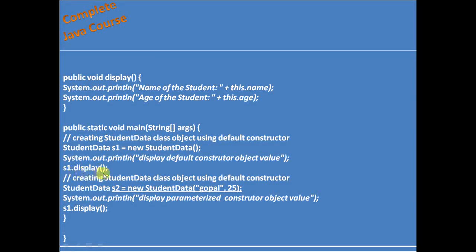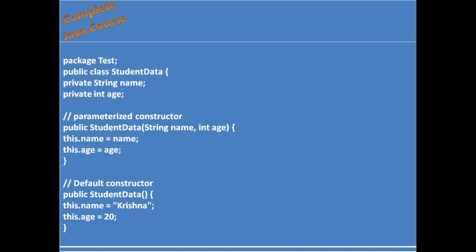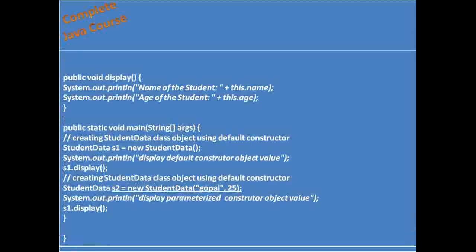So here we are calling the display method. It will print the default constructor values of name and age. At this time it will print Krishna and 20. But if you create the object with the help of the parameterized constructor, in which you are passing Gopal and 25, and now you call the display method, it will print the age and name with the values we are passing in the parameterized constructor. So at this time we will get the output Gopal and 25.